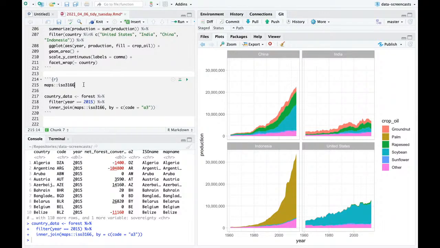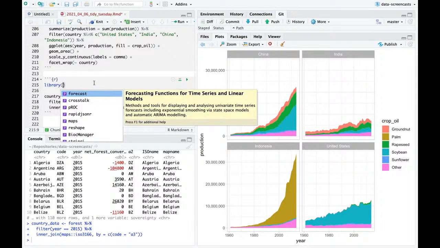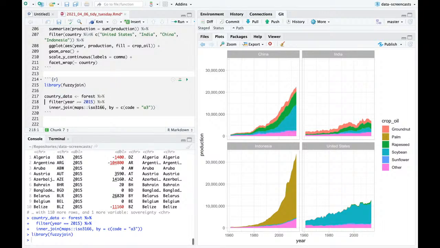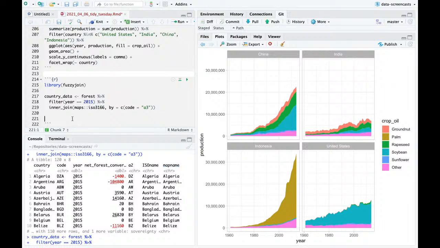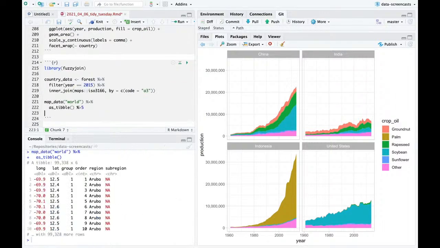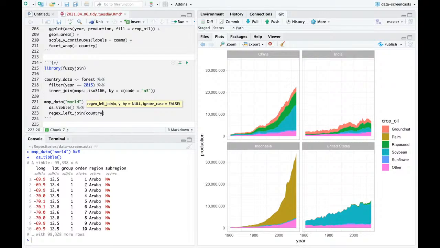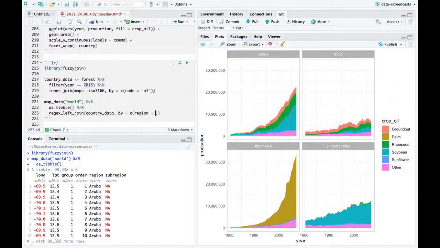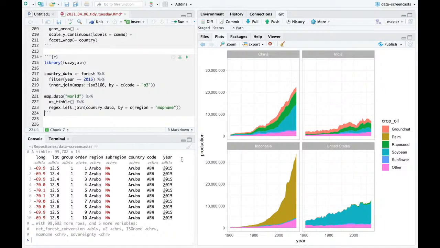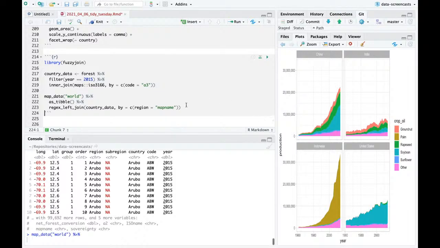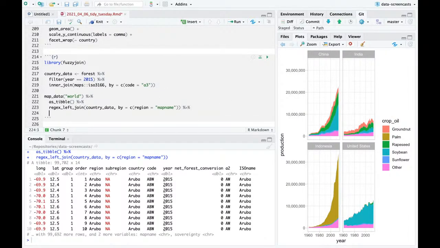We're going to try a couple of different maps. I like the idea of using relative rather than absolute. We're going to start with absolute, then we'll do relative. The only way I currently know how to make a map is this way, where I joined in this data so that it has a map name column, and now I do map data world as tibble. For whatever reason, this is the thing I've been doing: regex left join with country data by region equals map name. The story here is that map name is actually a regular expression, and this joins. I only have this off the top of my head because I did it pretty recently.